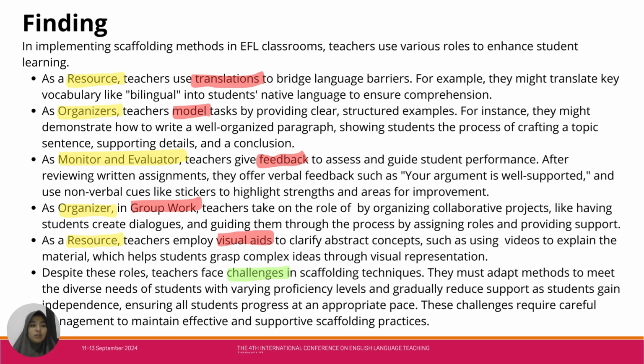And the last point is to answer research question number three. So despite these roles, teachers also face challenges in scaffolding techniques. They must adapt methods to meet the diverse needs of students with very varying proficiency levels, gradually reduce support as students gain independence, and ensure all students progress at an appropriate pace. And these challenges require careful management to maintain effective and supportive scaffolding practice. Okay, so these are some challenges that the teacher faced in implementing the scaffolding method itself.